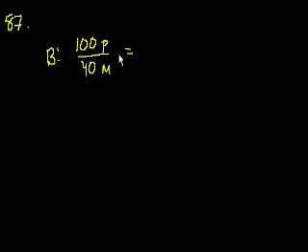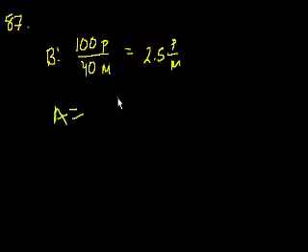So that's equal to what? 100 divided by 40, that's 2.5 parts per minute. And they told us A produces it twice as fast. So A is going to be twice that. So A is going to be 5 parts per minute. Okay.